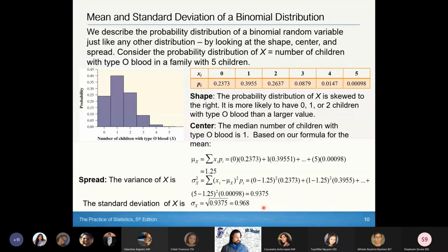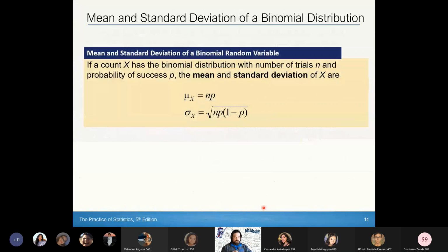All right. So here's our shortcut. The mean and standard deviation of a binomial random variable: if count X has the binomial distribution with number of trials N and probability of success P, the mean and standard deviation of X are, right? The mean of X is N times P. And the standard deviation is the square root of N times P times 1 minus P.